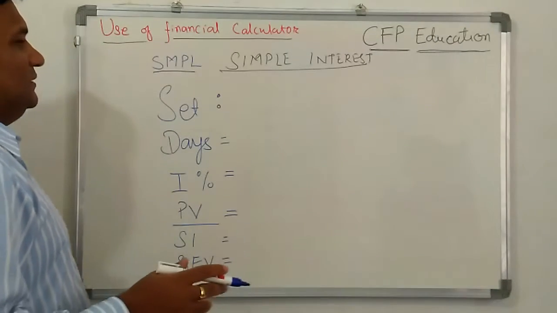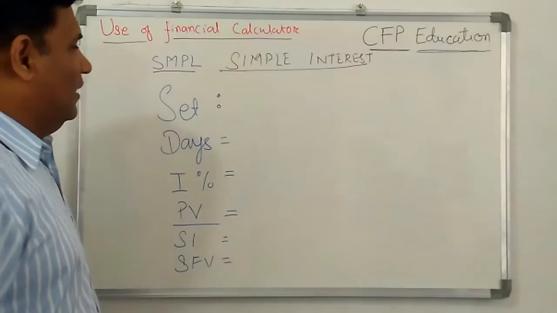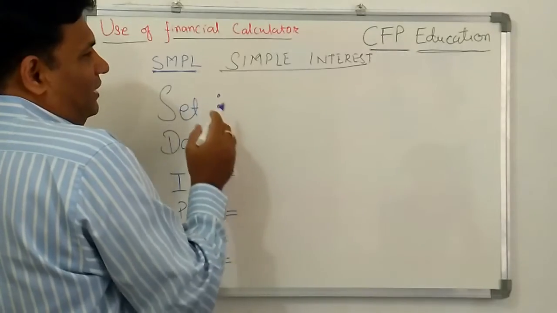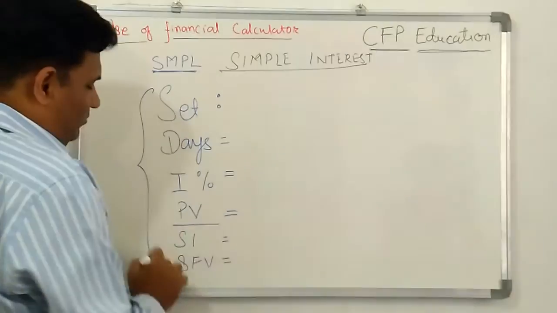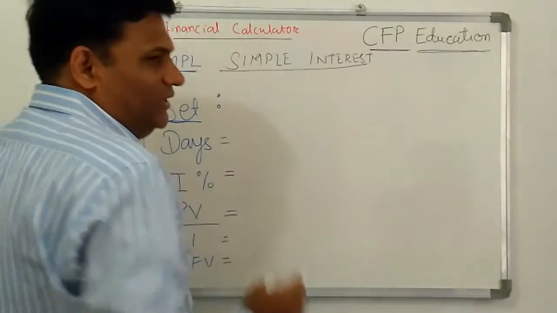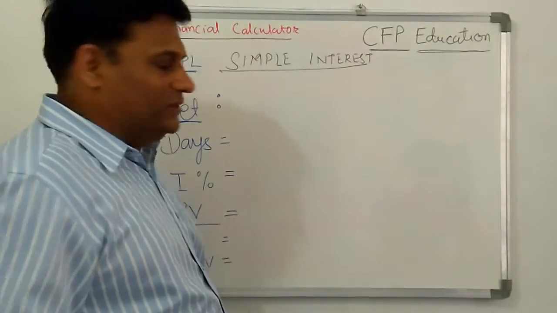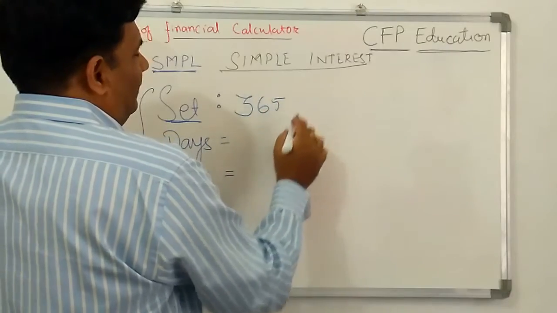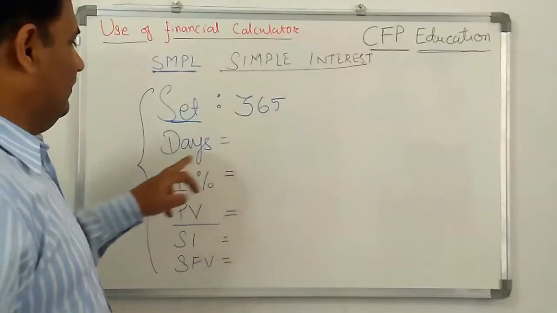To calculate simple interest, first of all, clear all the data as I mentioned earlier. Then, if you click on the SMPL switch, it is the simple interest calculation switch. So you get this particular menu. Here, what you have to set is whether the year is for 360 days or 365 days. Generally it is 365 days. Okay, so we have to choose 365 days here.